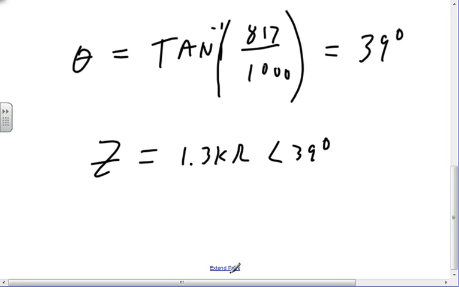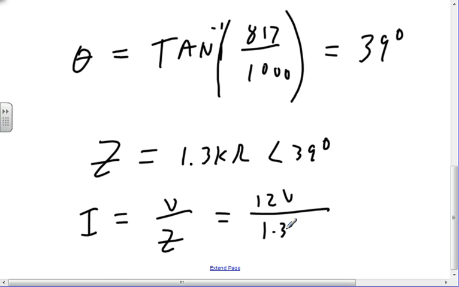And then I asked myself, what is the current? Well, current has to be voltage divided by impedance. Anybody remember the voltage? 12 volts divided by 1.3K, angle 39.